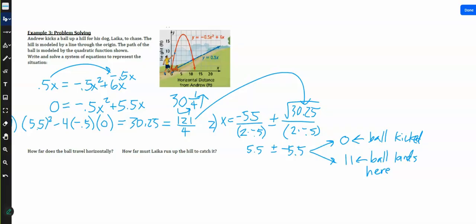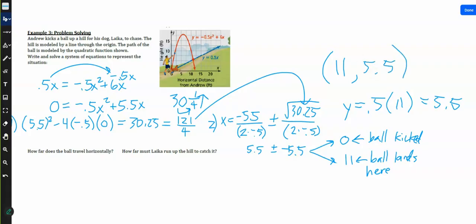Or is that right? X is horizontal distance. Oh, that makes more sense. 11 feet. Holy cow. I was thinking it was time. I was like, man, that is not happening. Yeah, 11 feet. So it's 11 feet from the starting point. And the y value, let's see, that would be y equals 0.5 times 11, which is 5.5 feet. So the vertical distance from the start is 5.5 feet. The horizontal distance is 11 feet.